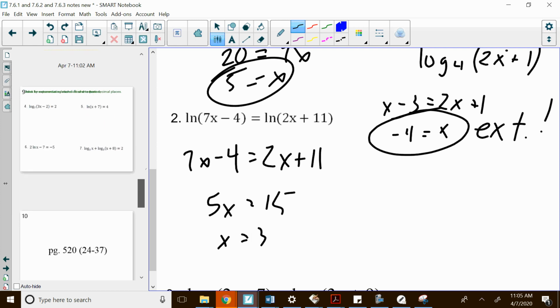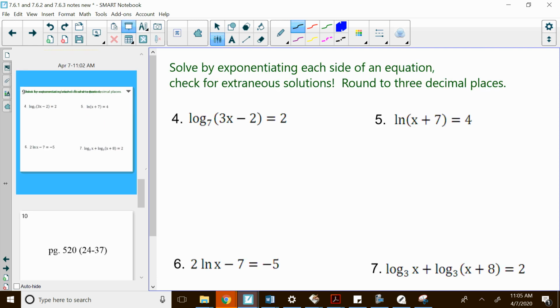How would this get a little bit tougher? Well, here's how it would get a bit tougher: if we have a log on one side and then not the same log on the other. We can't just drop the logs. But notice the directions. It says solve by exponentiating each side of an equation, check for extraneous solutions, and you can also do this, or write in exponential form. There's kind of two ways to look at solving these.